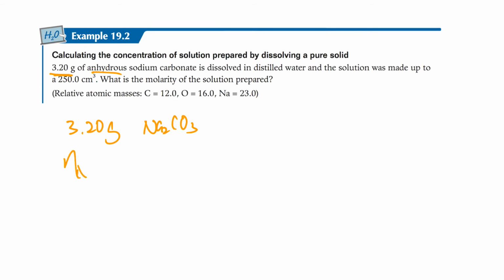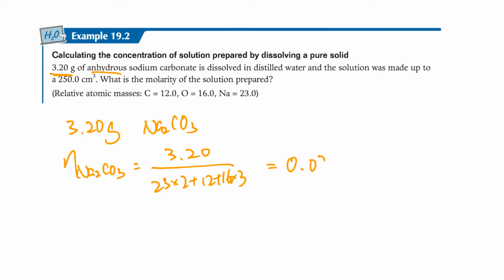So the number of moles of Na2CO3 will be 3.20 over (23 times 2 plus 12 plus 16 times 3), which equals 0.0302 moles. You may write 3 significant figures for it, 0.0302, because in the early stage you shouldn't round up too early.